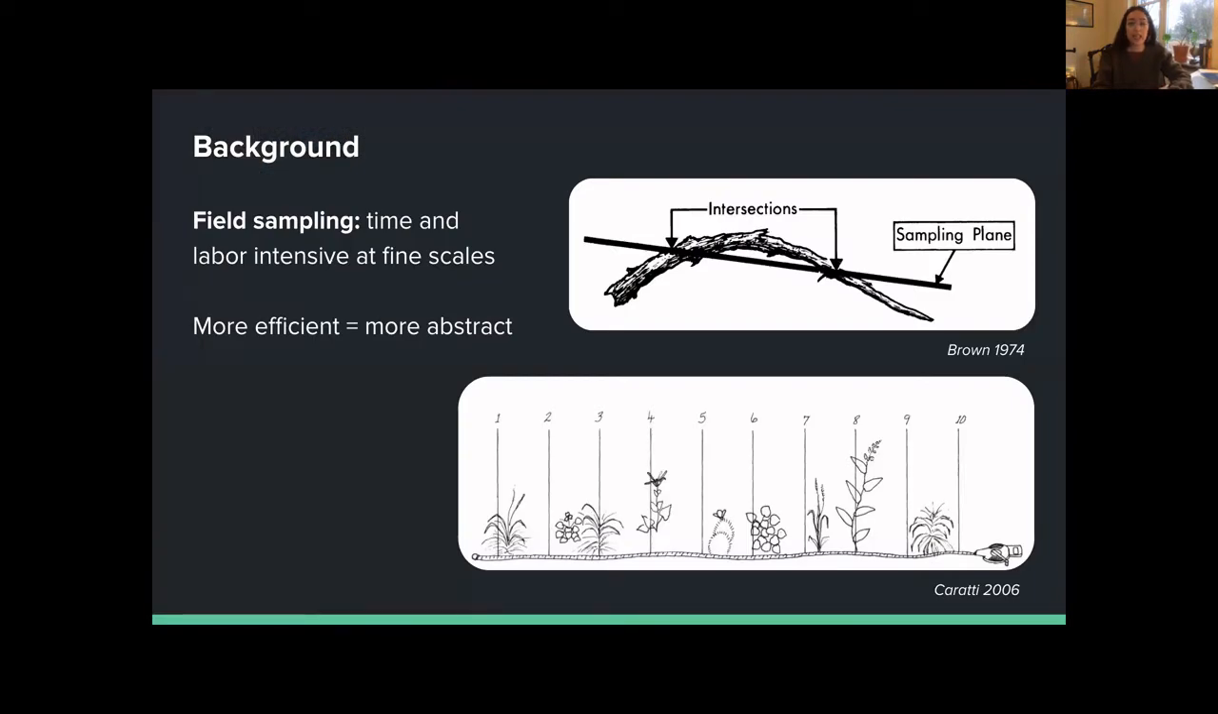The reality is that there are a lot of barriers to getting this fine scale quality information on structure and biomass. Of course, the most direct approach is to walk outside and just start field sampling. But this is obviously very time and labor intensive, and methods to streamline this sampling, like Brown's transects or point intercept sampling, are really done at the sacrifice of wall-to-wall information. And are really just abstractions of what's actually happening on the ground.